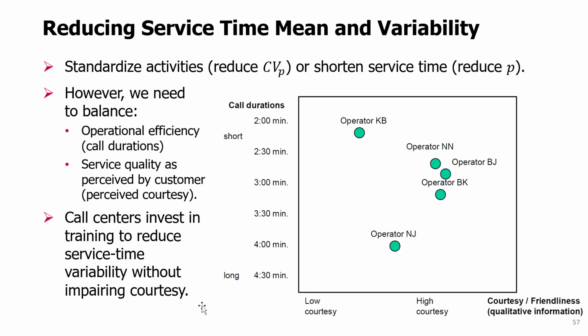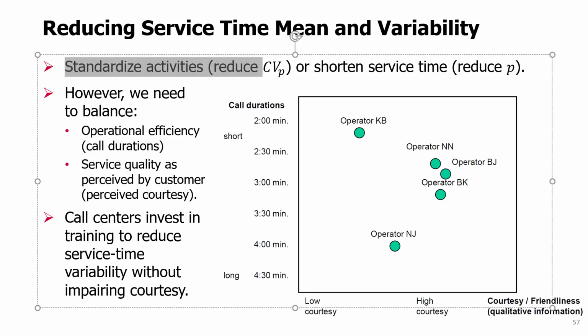So there are two ways, basically. We can standardize activities such that there is less variability in the service time, and we can also shorten the service time, right? So the first one will be seen as lower coefficient of variation of the service time, and the second one will be seen as lower average service time, P. However, we need to be careful in order not to hurt the service quality, right?